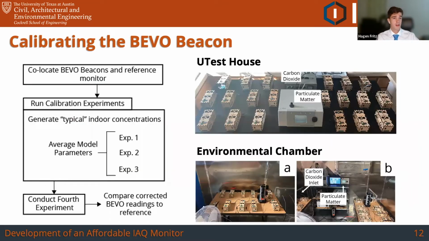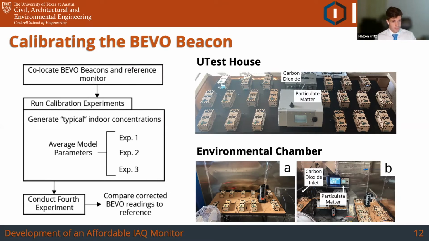So now packing all of these devices together, we can co-locate them with reference grade monitors and do some calibration. The typical flow is shown there on the left, and the figures I'm showing you on the right are for the calibration we did for carbon dioxide and particulate matter, both in the U-Test house, which is a full-blown home environment. Well, it is a home, but it's on Pickles Research Campus. And then the environmental chamber, which is an 8 cubic meter controlled chamber.